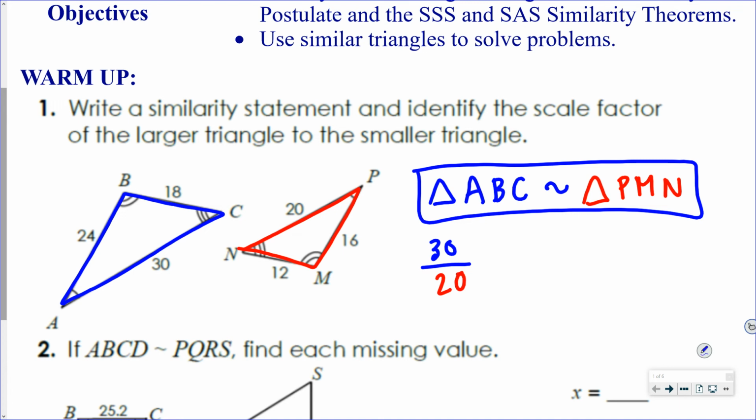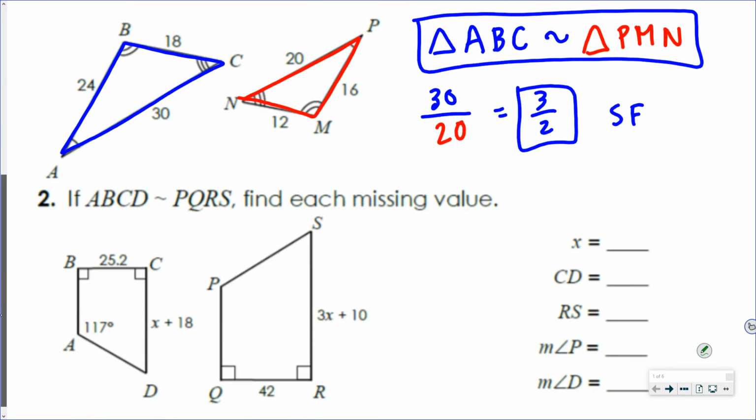And with scale factors, we want to reduce. So this scale factor is 3/2. You could not have 2/3 in this case. We talked about when you can have different scale factors, but because I specifically said from the large to the small, 3/2. Okay, any questions on that one? Obviously, you don't have to pick that side. You could have done, I don't know, 18 to 12.